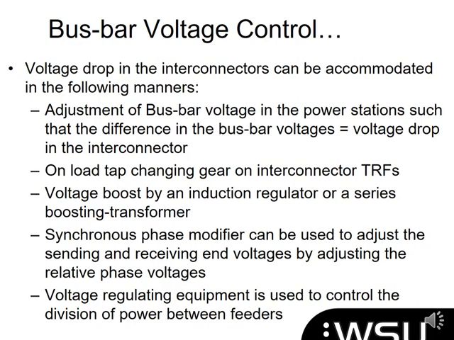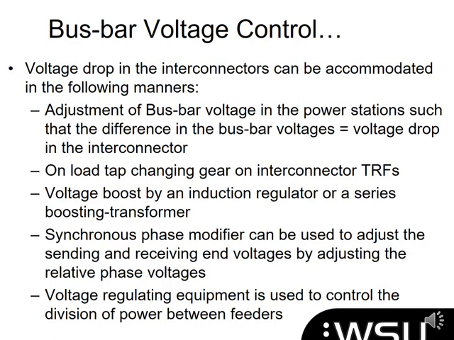So one of them is to make sure that you are going to have a bus bar voltage where you are adjusting it such that that voltage adjustment on your bus bar must be equivalent to whatever voltage drop you are experiencing within your interconnector. In other words, they cancel each other out.